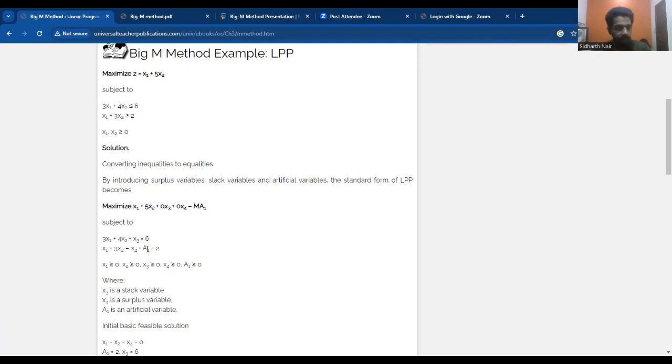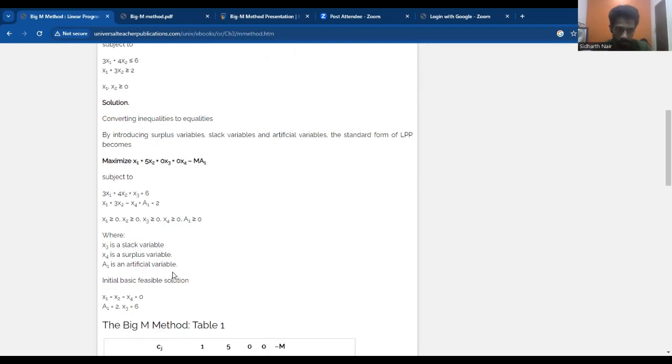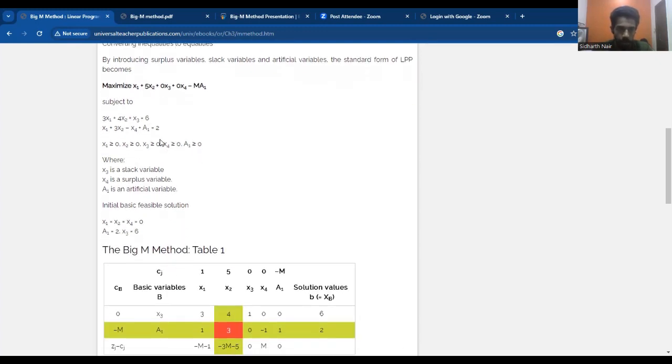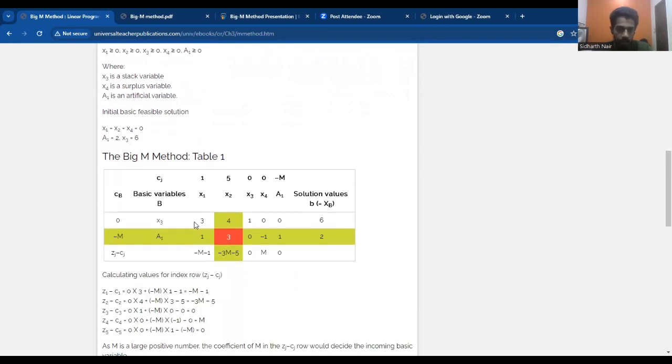There can be a slight confusion here because in the other question we had represented the slack and surplus variables using s1 and s2, but here they have represented them using x3 and x4. But there's no need for any confusion. It's just a way of representation. You can represent it in any way you want. So we have written the standard form here. This is the first table.